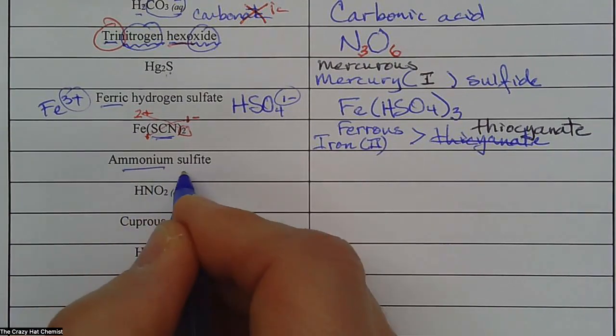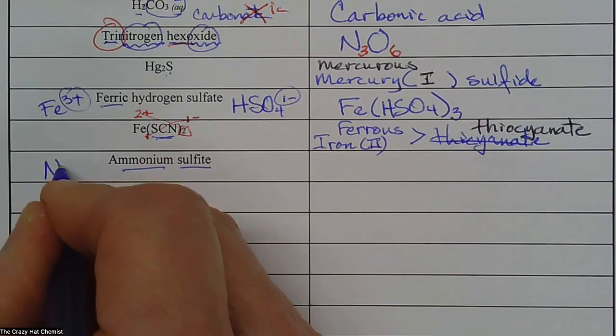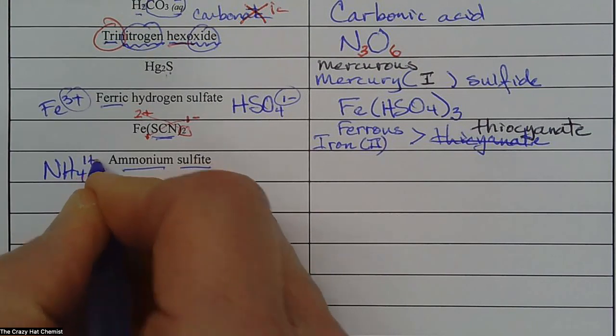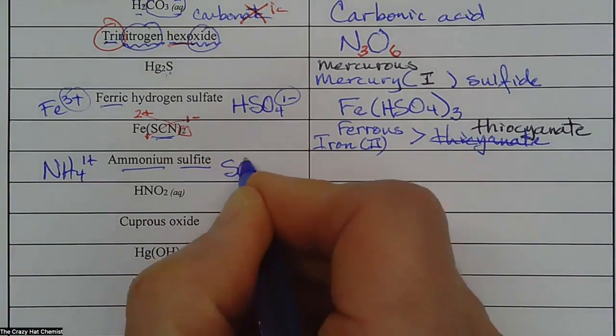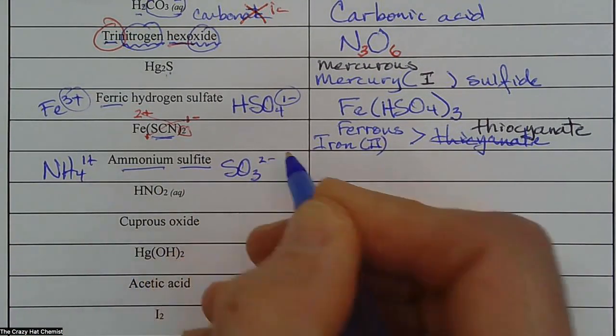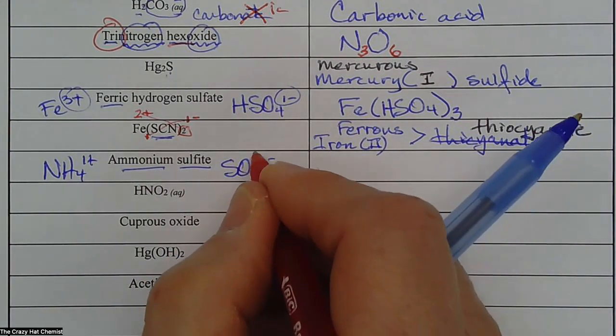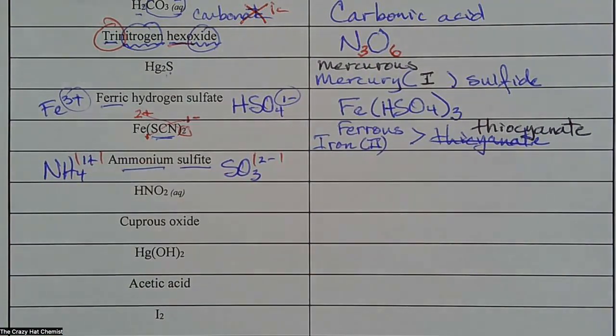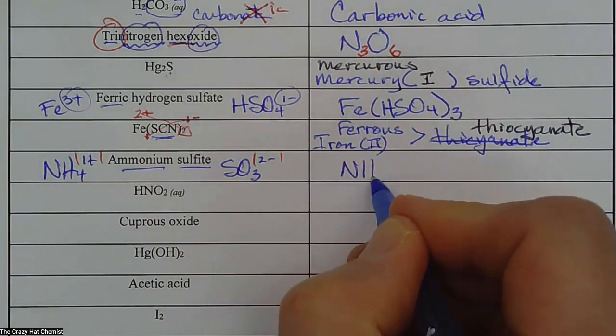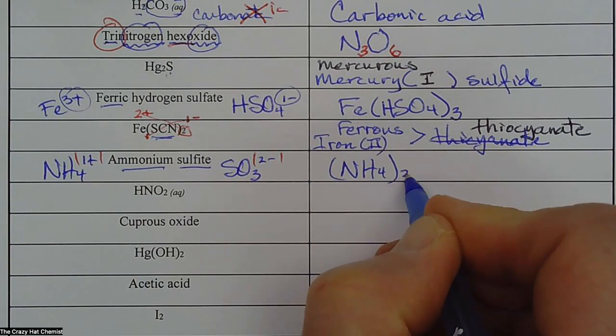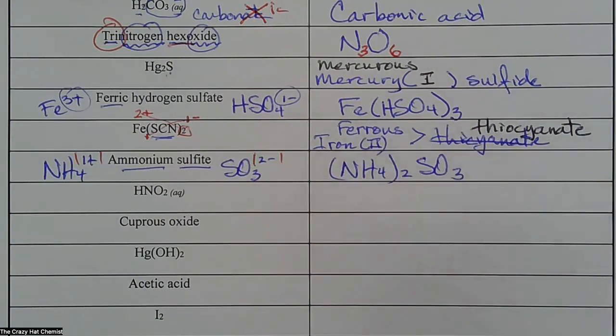All right. Next one is ammonium sulfite. Ammonium is NH4 1 plus. Sulfite is SO3 2 minus. Okay, so I am going to take the bull by the horns, the absolute value of these two numbers right there, (NH4)2SO3.